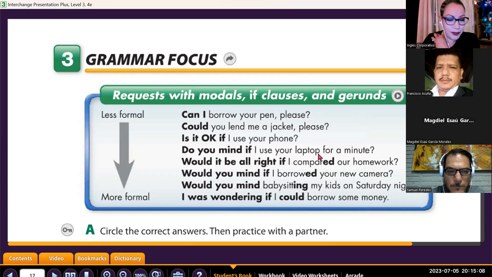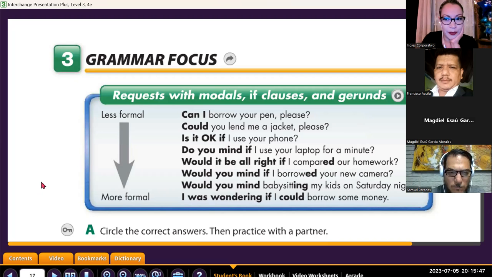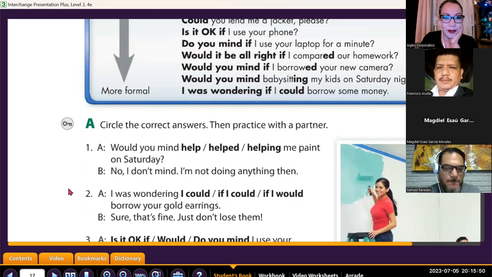Any other question? Teacher, why the verb use the past? Borrowed. Yes. Would you mind if I borrowed your new camera? Y si tomara prestado, el if es como condicional. If I borrowed, es como una situación condicional, es como si yo prestara, si yo tomara prestado, por eso está como en pasado. I get it.